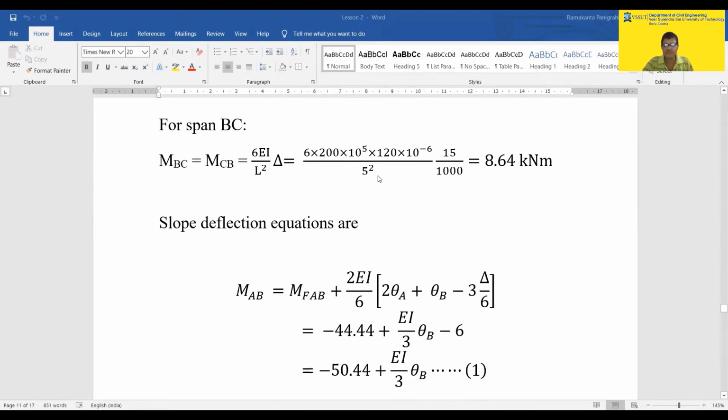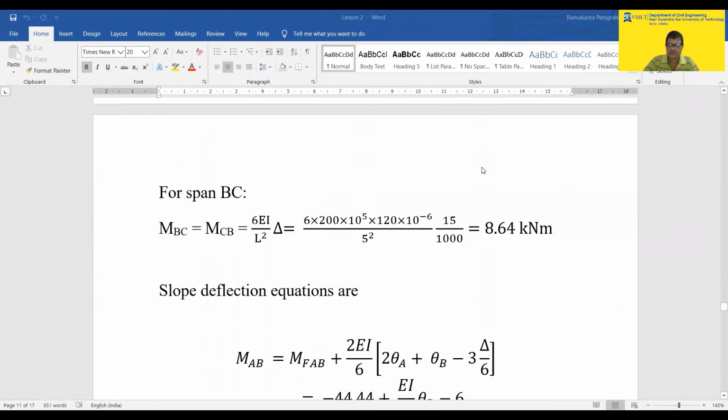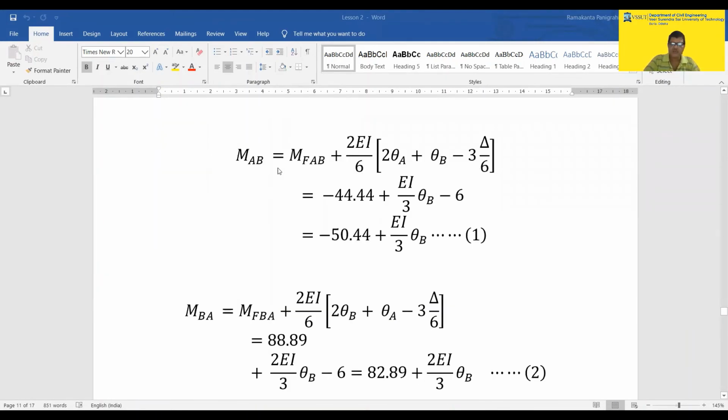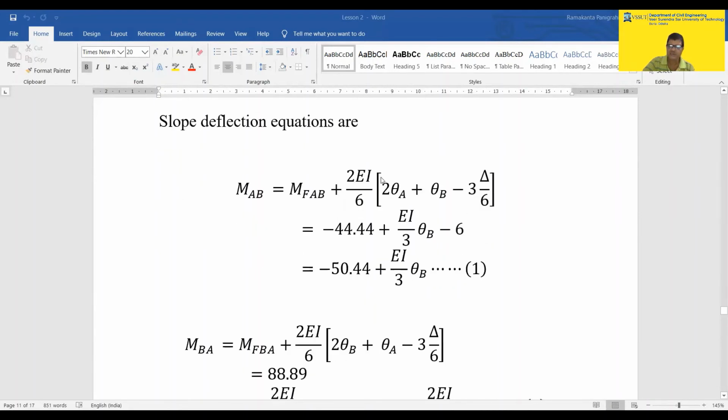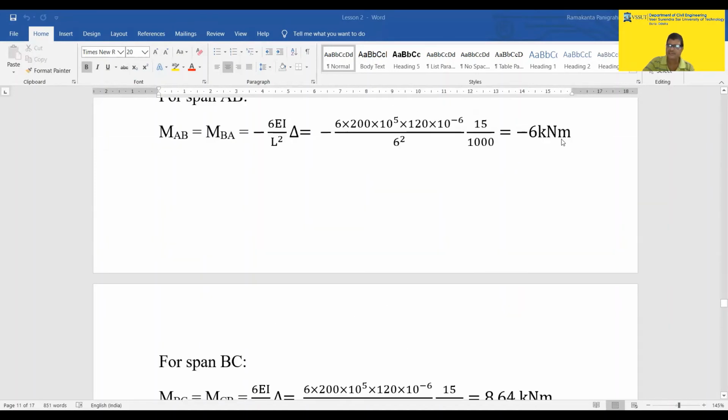Now both the values have been put to the span values, and it comes to 8.64 kilonewton meter for MBC, and it comes to minus 6 kilonewton meter. Now put the equations here. MAB was 2EI by L, 2 theta A plus theta B minus 3 delta by L. Now 3 delta by L, that means 6EI delta by L square. We have already calculated the value of 6EI delta by L square, so this value already obtained is minus 6. So we put minus 6 directly. Okay.